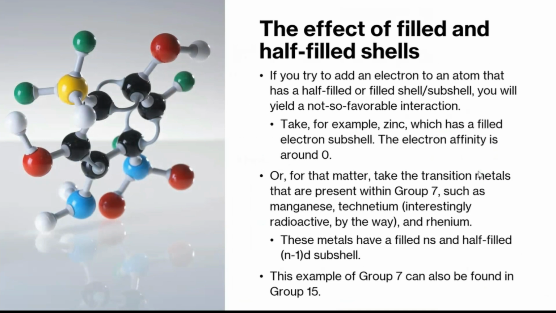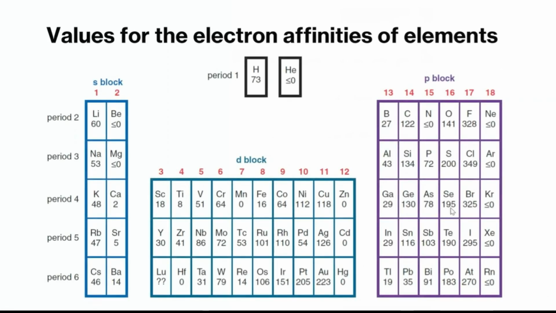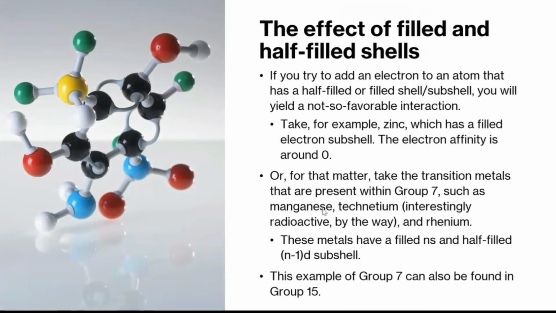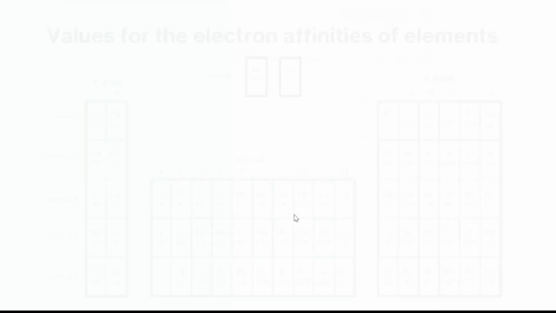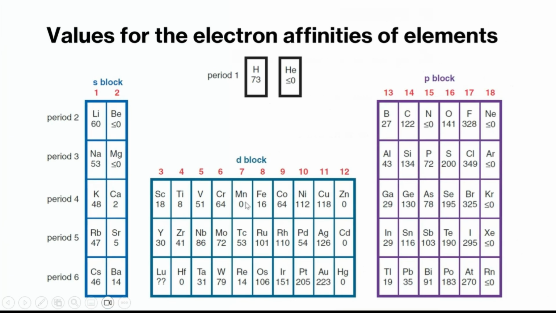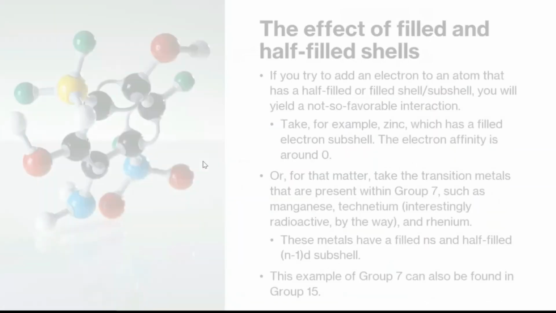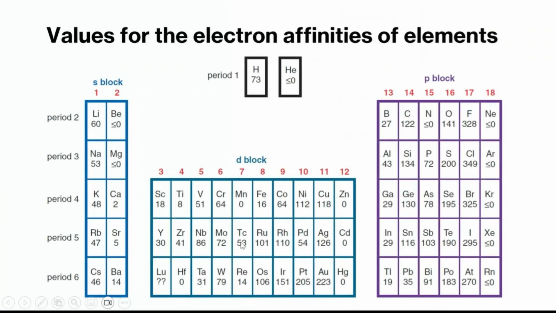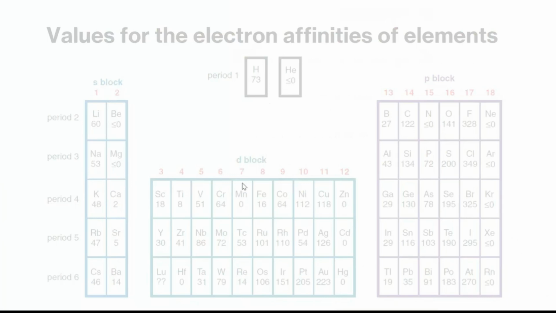So take, for example, zinc, which has a filled electron subshell. As you can go back, zinc has a full 3d electron subshell. So therefore that electron affinity will be around 0. Or for that matter, take the transition metals that are present within group 7, such as manganese and technetium. Now, they have these half-filled nd subshells. So that's why electron affinity is so low for group 7 transition metals.